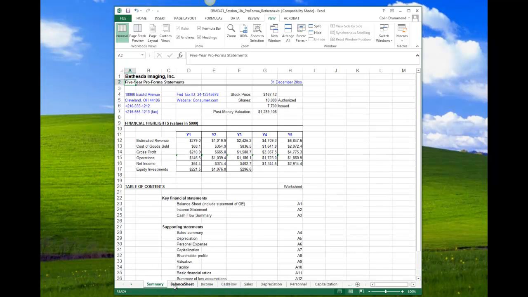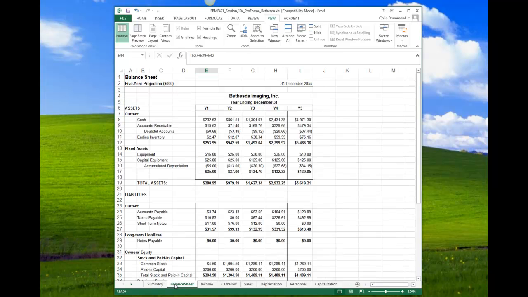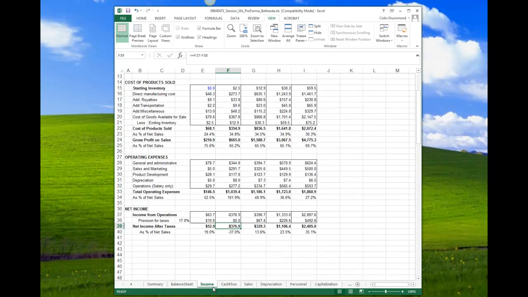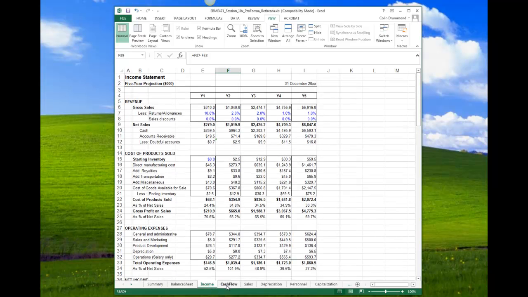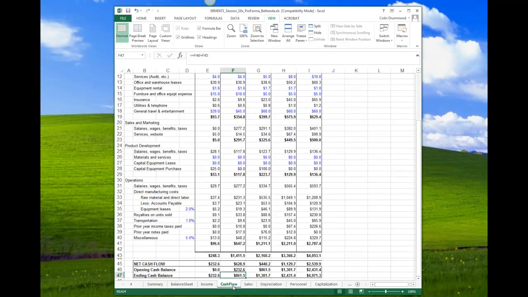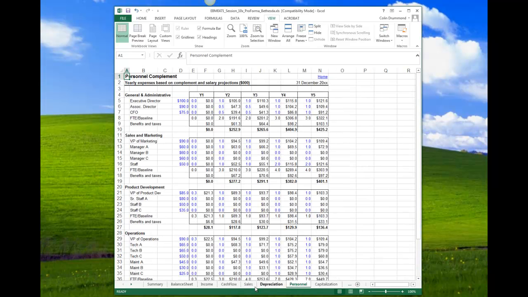Summary is basically derived quantities from the other 4 financial statements. Balance sheet tends to be derived quantities too. Same with the income statement. Most of the information here is presented and derived from other quantities. We want to focus on cash flow, sales, and personnel.